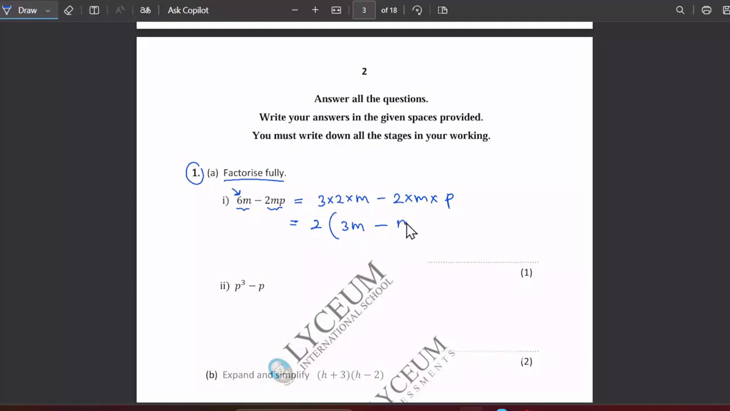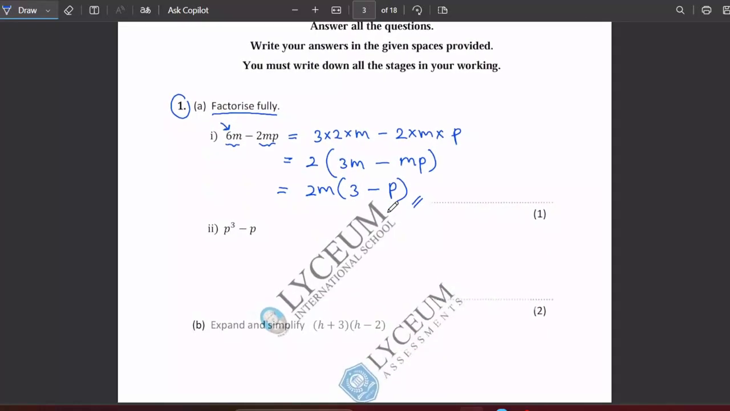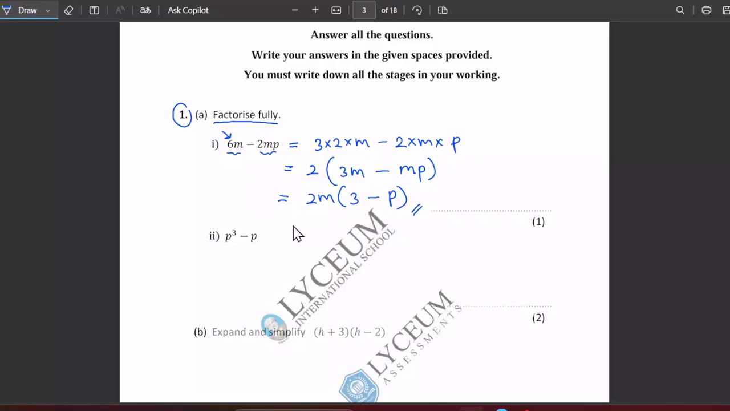Then again you can see m is common. We can take m also out. Then we are left with this. So this is the factorization that can be done to the Roman number 1 question. Okay. So this one.